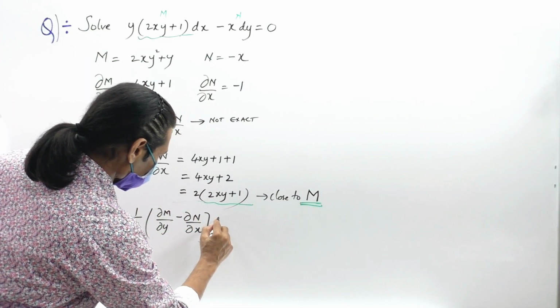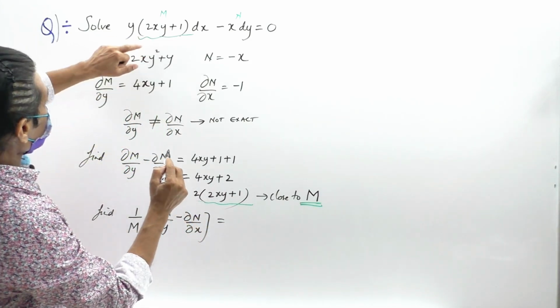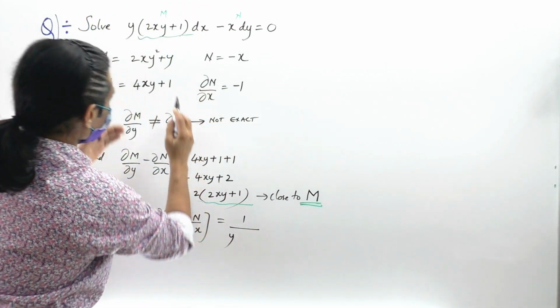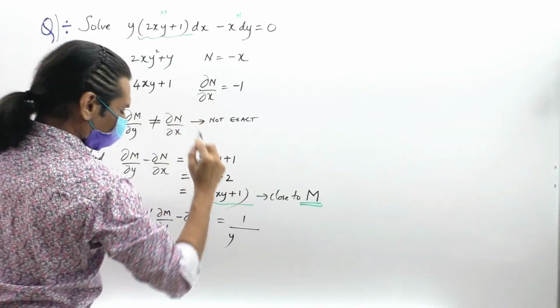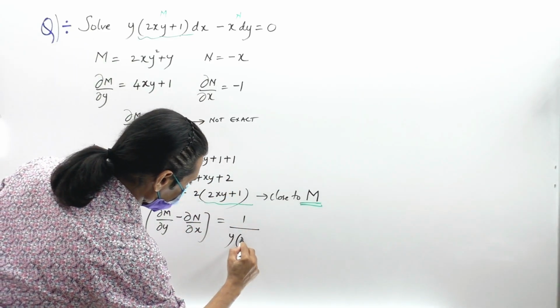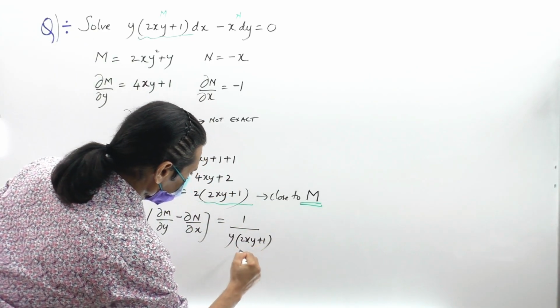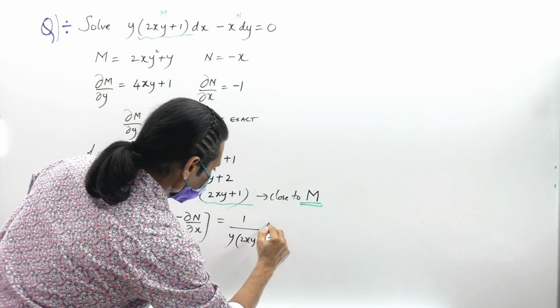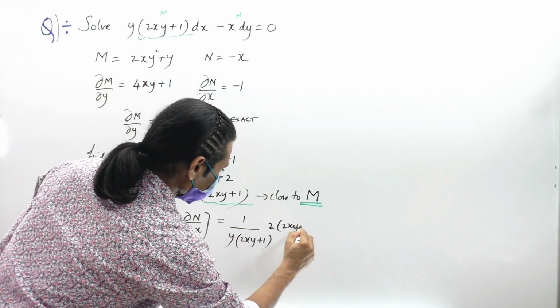So, what is m here? I take it as it is, as in the question, y into 2xy plus 1, because things will cancel here. And what is my difference? It is 2 into 2xy plus 1.